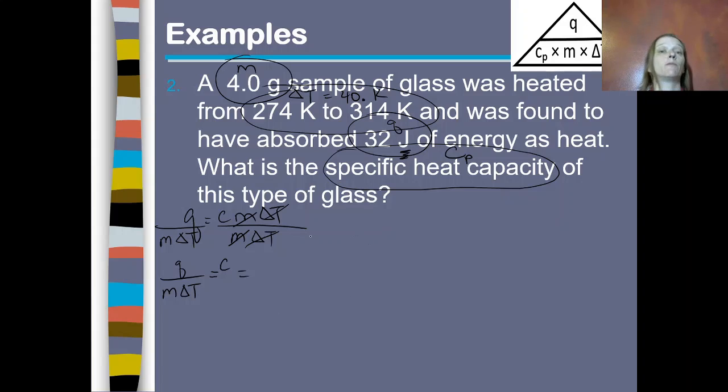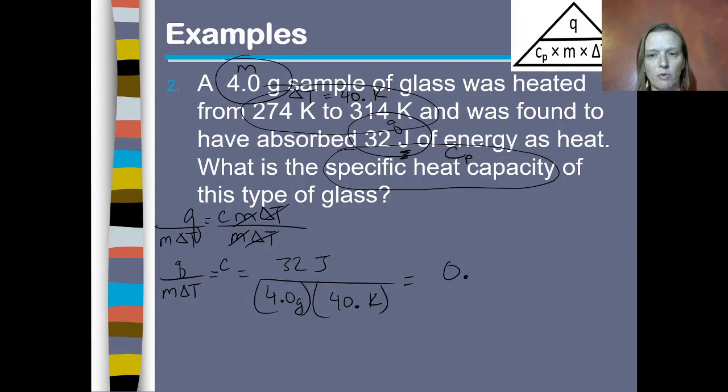So I'm going to go ahead and fill in the values here. My Q value is 32 joules. My mass is 4.0 grams. And my delta T is 40 Kelvin. If I do the math, I will get the answer 0.2 on my calculator. And when I look at my units, I see that my units are joules per gram per Kelvin. Joules over grams and Kelvin.